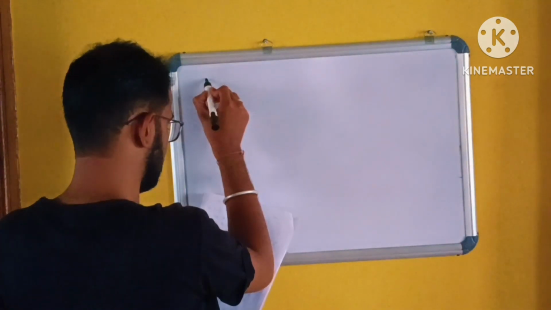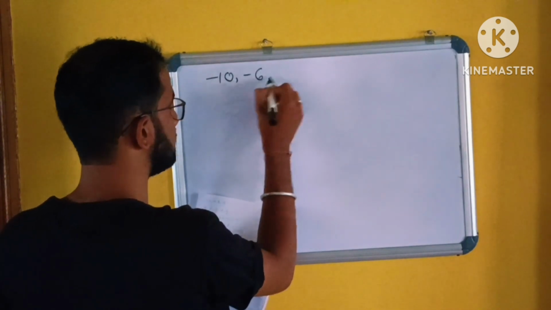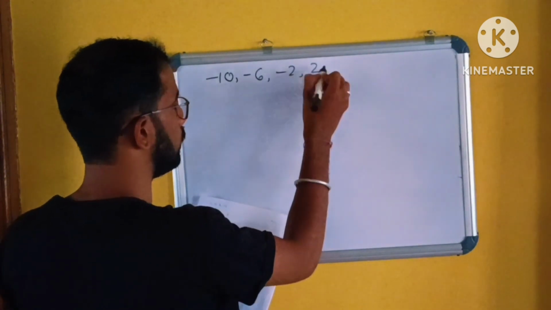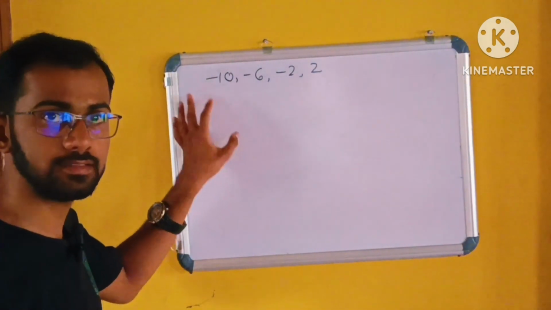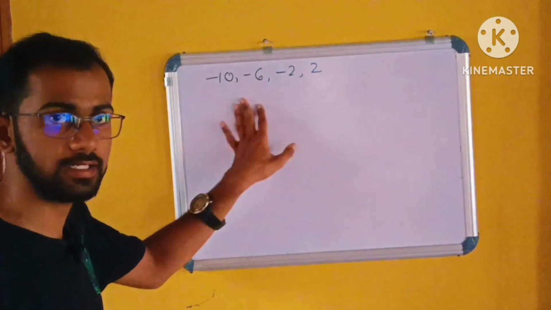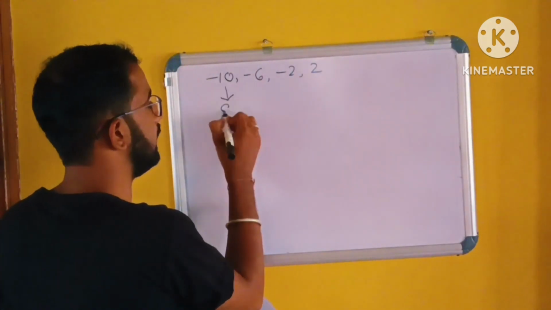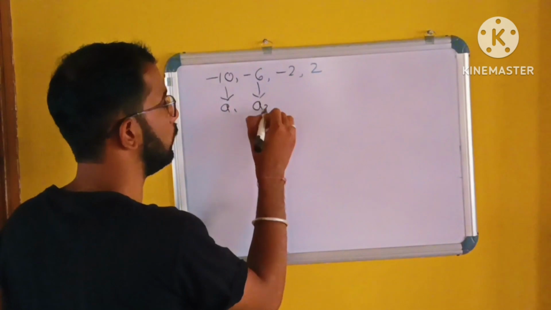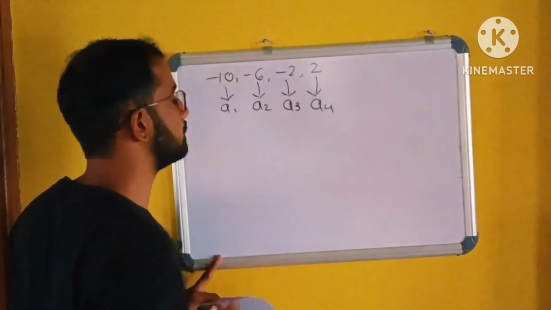Fourth example is minus 10, minus 6, minus 2, 2. So this is the given sequence. Our first task is to check whether this is an AP or not. Let's see. So this is A1, A2, A3, and this is A4.